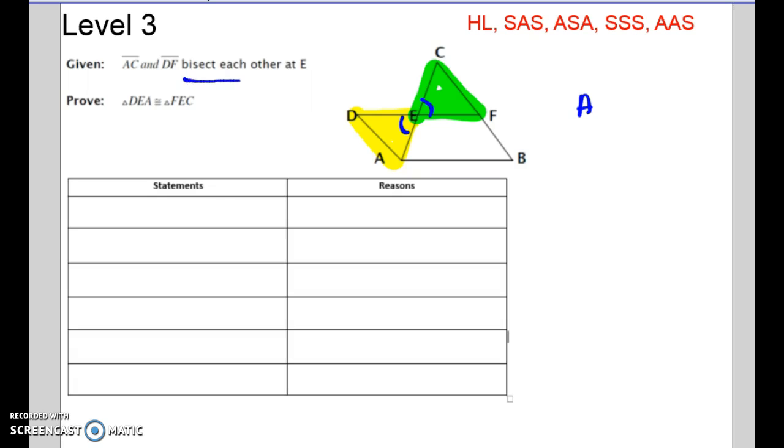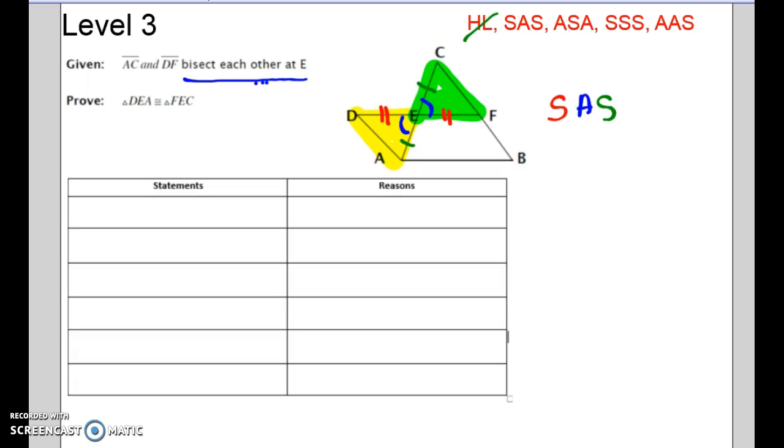AC and DF bisect each other at E. So what that means is AC bisects DF. So I'm going to change my color on this, and that means DE and EF are congruent. And then since DF bisects AC, that means AE is congruent to CE. So it looks like here that I've got sides, angle, side. So that's what I'm going to use.